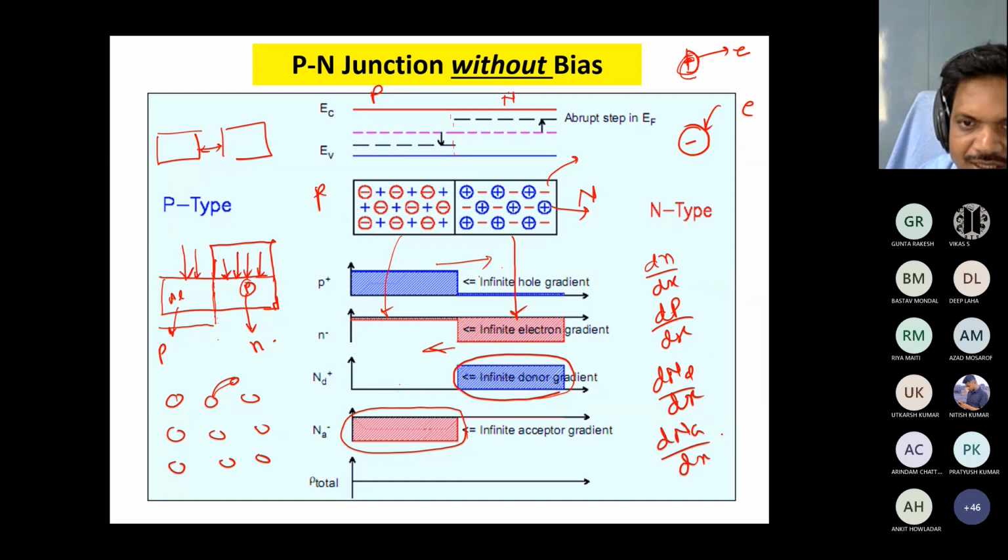Don't write that it is due to the same type of charged particles, the repulsive force due to Coulomb's law, then you will get a big zero. Why is it moving, the electrons from n side towards the p side and holes from p side towards n side? The concentration gradient, and that is because of diffusion.